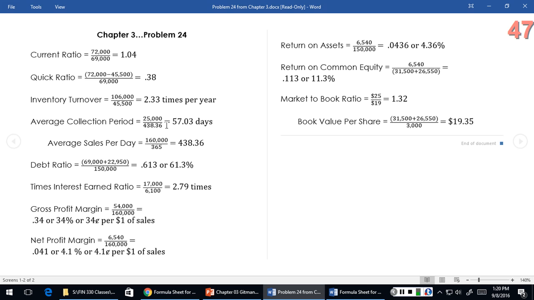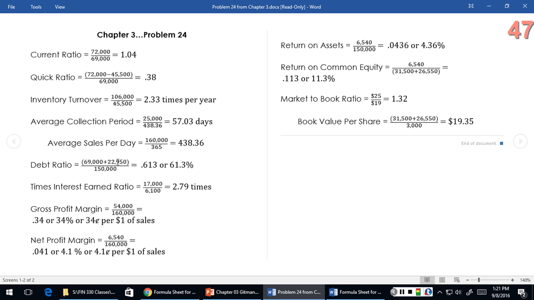We don't really know. If you've got a 30-day collection policy, that's not very good probably. But if you've got a 60-day collection policy, then maybe it's okay. Again, you have to see if it has been increasing, has it been decreasing. But normally you want that number to go down, okay? You want to collect your accounts receivable as soon as possible. Now, to get to this, of course, we had to calculate average sales per day, so we went through these numbers. And again, once you watch the video, I think it'll become a lot more apparent to you.